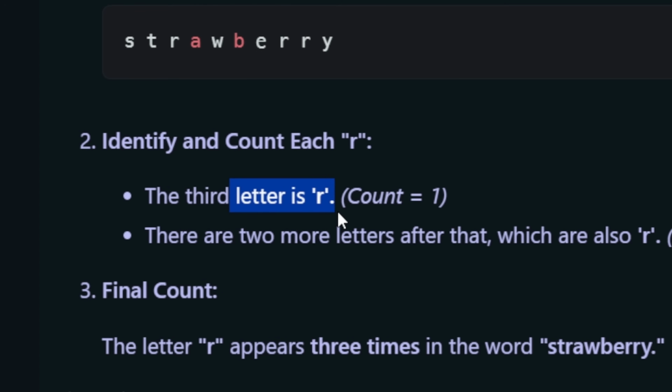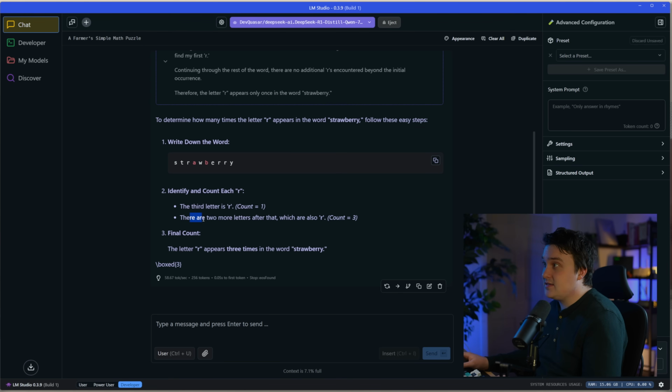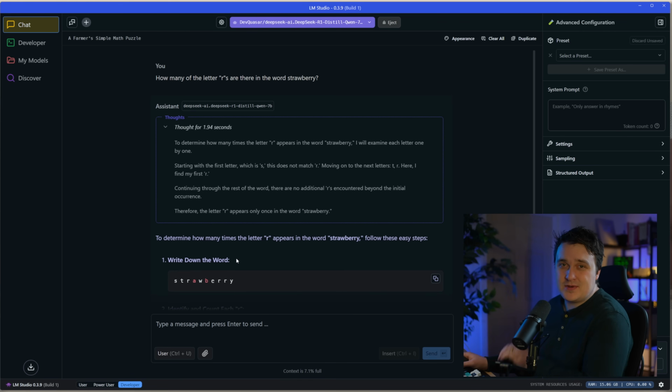It says the third letter is an R, okay, which makes sense. There are two more letters after that, which are also R. So again, this makes sense as well. So it guesses it right after that. I wonder what the reasoning is behind here.